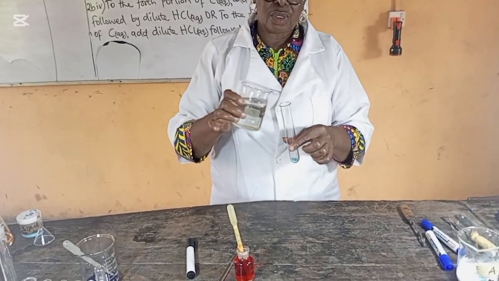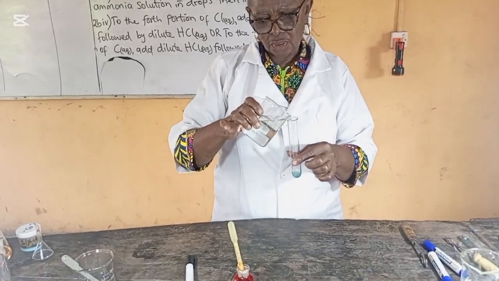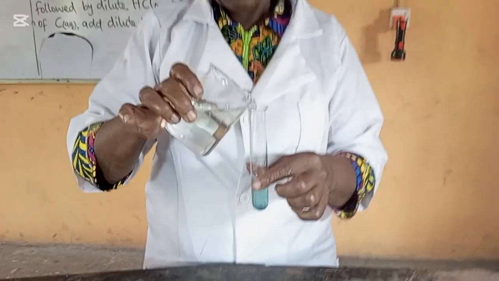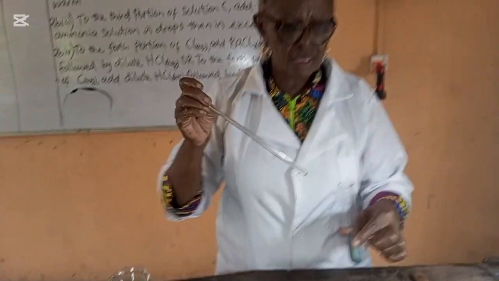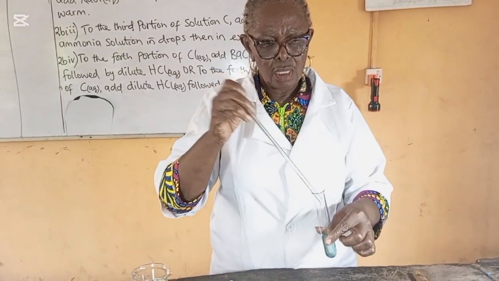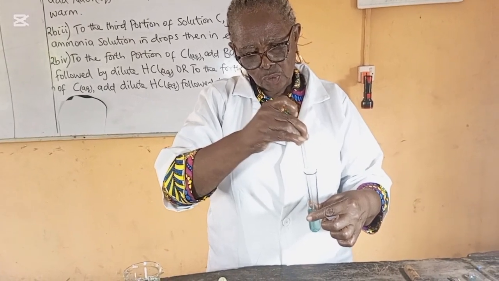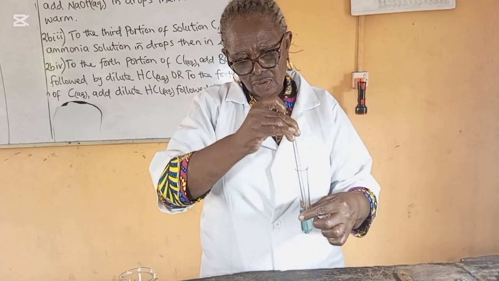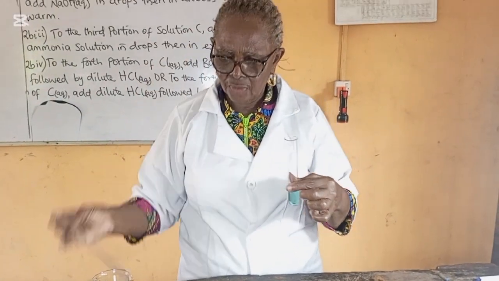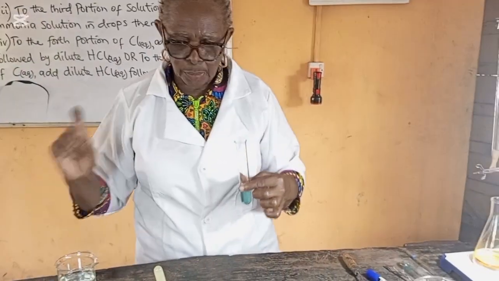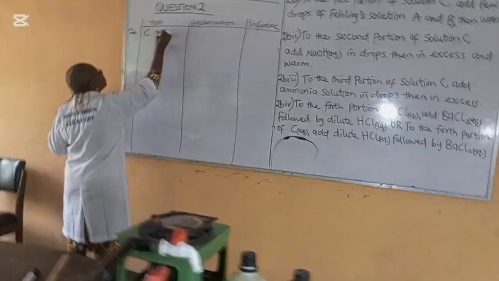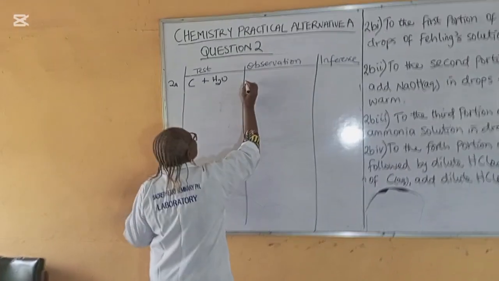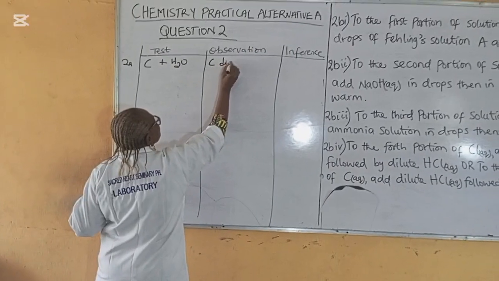So you have to estimate your 10. Don't add so much, just add about 10. This quantity is okay. You stir it with a stirrer or you close it and shake very well. They say you should stir to ensure whether the sample will dissolve. So sample C dissolved. Don't wait, just go to the board and report what you have observed. First of all, state what you have done. Say C plus water. You say C dissolved.